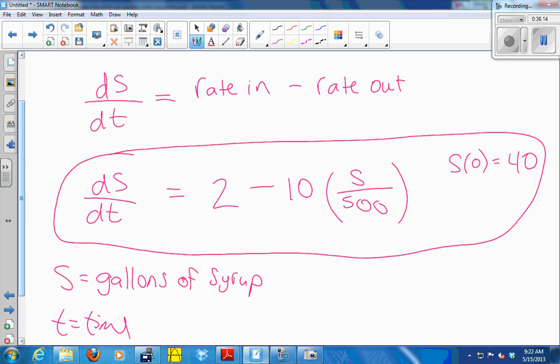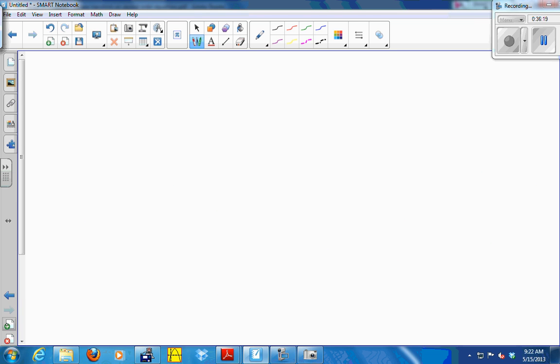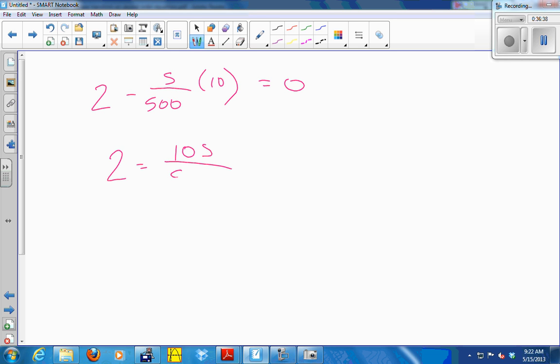All right, B is sketch the phase line for the initial value problem. Okay, so phase line, first thing you want to put on it is equilibrium points, which we find by setting ds dt to 0. So I'm going to solve this thing for s. So 2 equals 10s over 500.